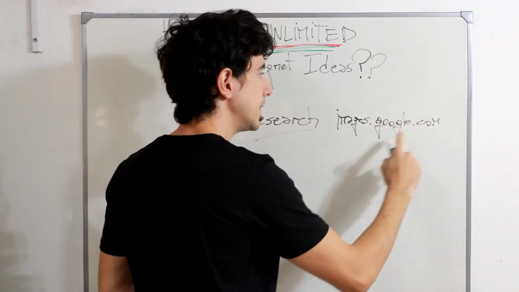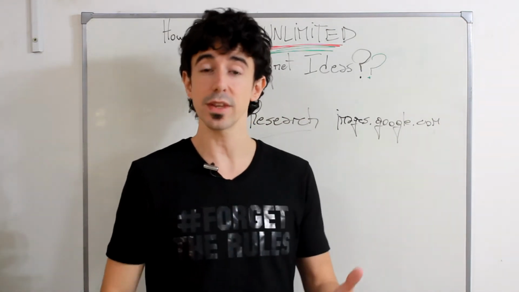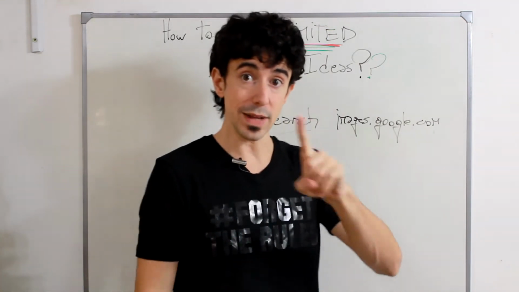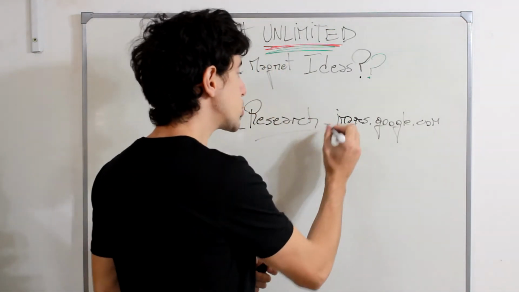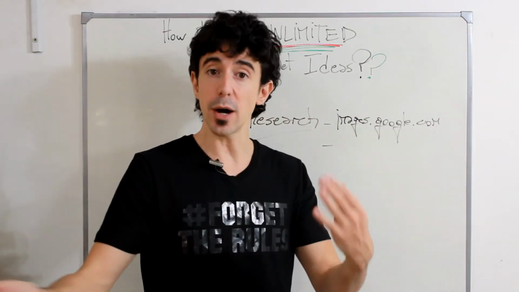Images.google.com, okay? Images.google.com, and you can actually open a new tab right now as we go through this so that you can do it with me. So you go to images.google.com. That's step number one. Step number two is to actually search for a magazine about your niche.